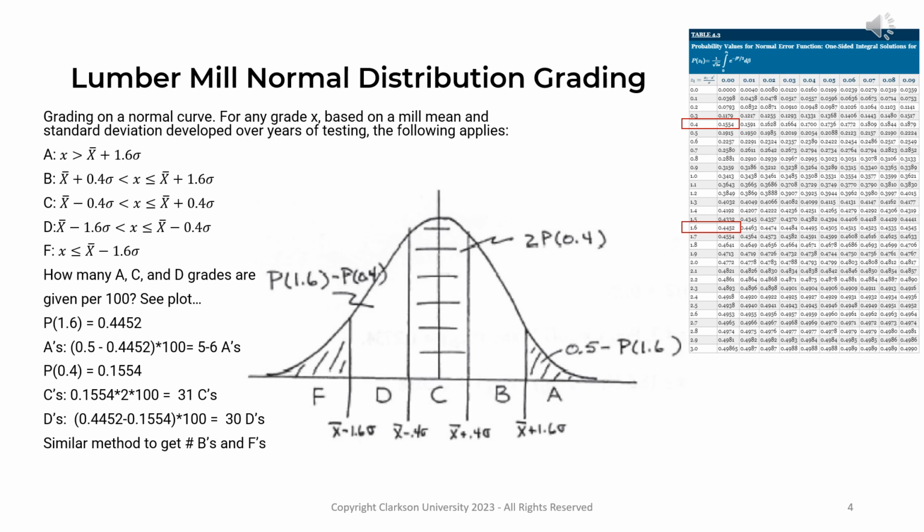For the D's, we just need to use a little probability density function math, which just means that we need to recognize how these areas add up, or we can find the area in one section by subtracting off the areas in another section. So we still just need the probabilities of 1.6 and 0.4, but this time we subtract the probability of 0.4 from the probability of 1.6. So it's 0.4452 minus 0.1554 times 100, or about 30 D's. We can do the same thing similarly for the B's and F's.